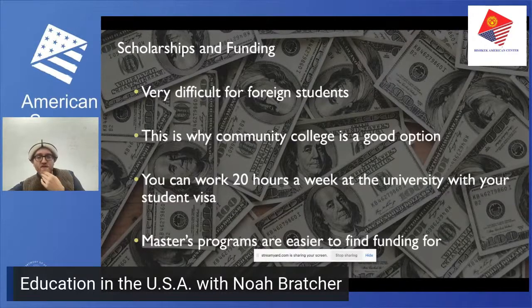Master's programs, however, are easier to find funding for. A lot of master's programs in the US are fully funded. They'll give you money for tuition, some money for housing, things like this, especially if you're a very good student before, and if you're studying, especially in the sciences, computer science or different sciences, because there's a lot of money in the sciences in the US.